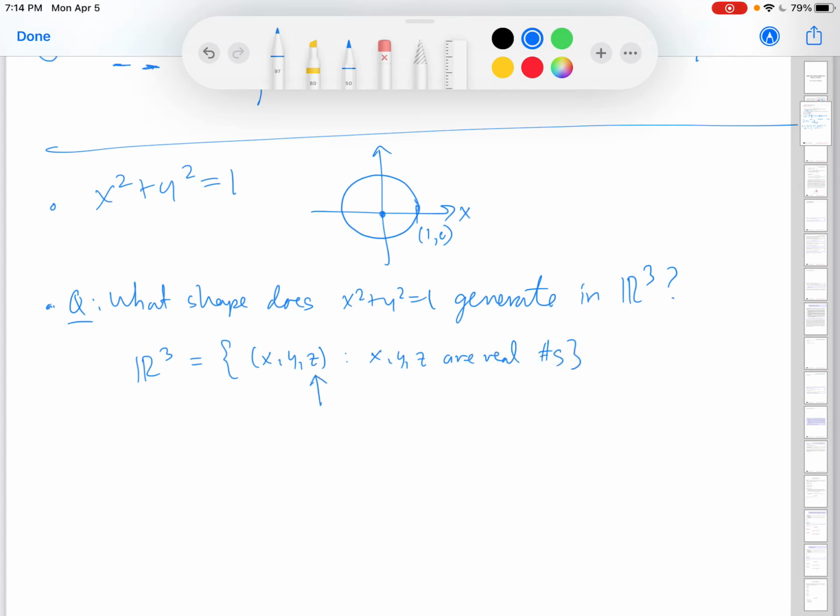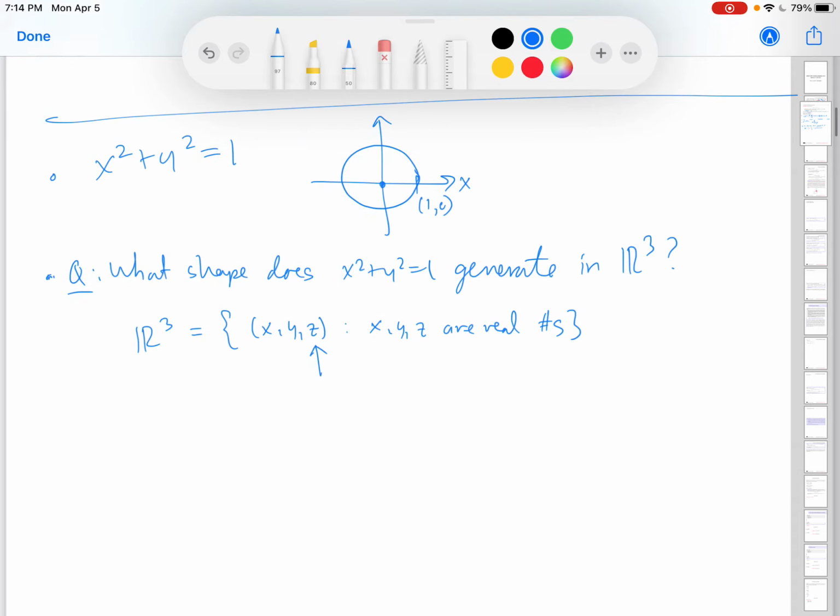In other words, R3 has a z component. The points in R3 have a z component. So if I am trying to figure out what the circle x squared plus y squared equals 1 looks like, or generates in R3 as a set of points, I have to think about the z component. And when we're talking about it that way, we realize that there is no z component specified in this equation. So we could pick whatever z component we want.